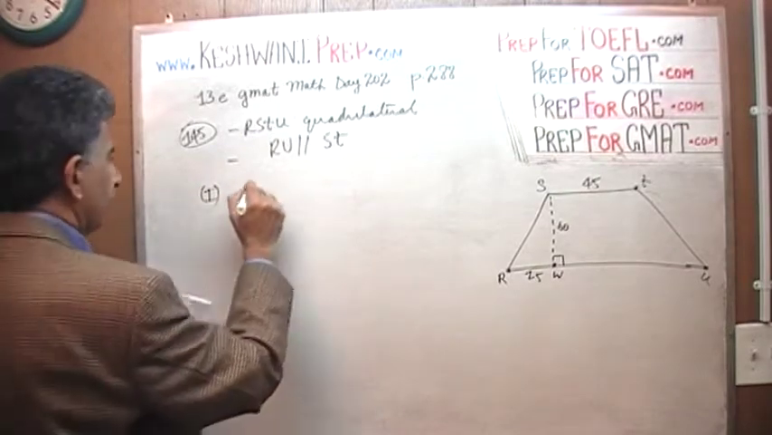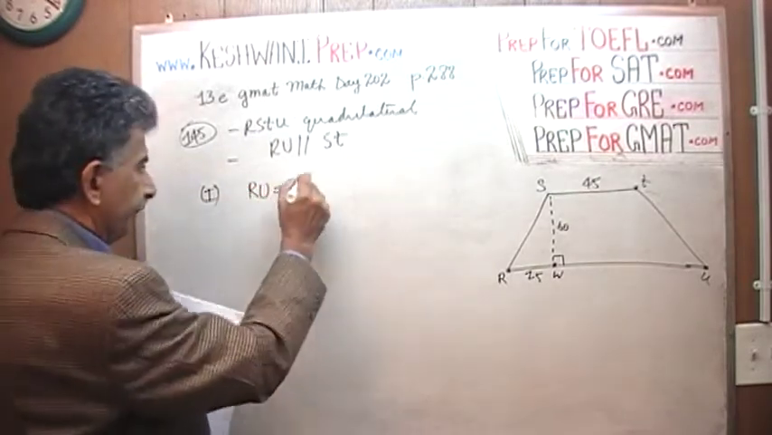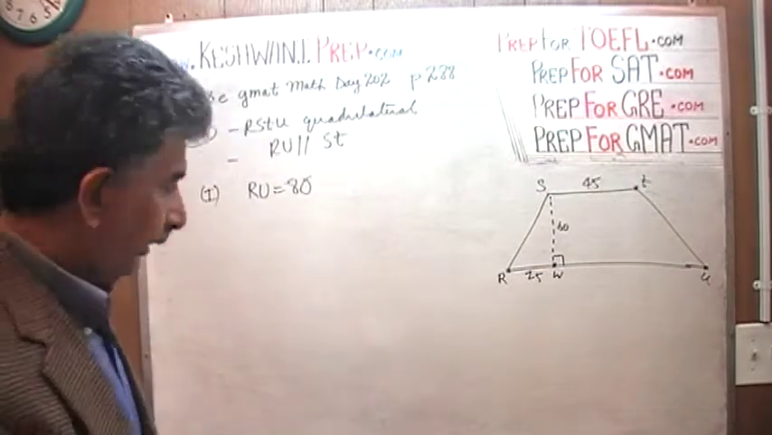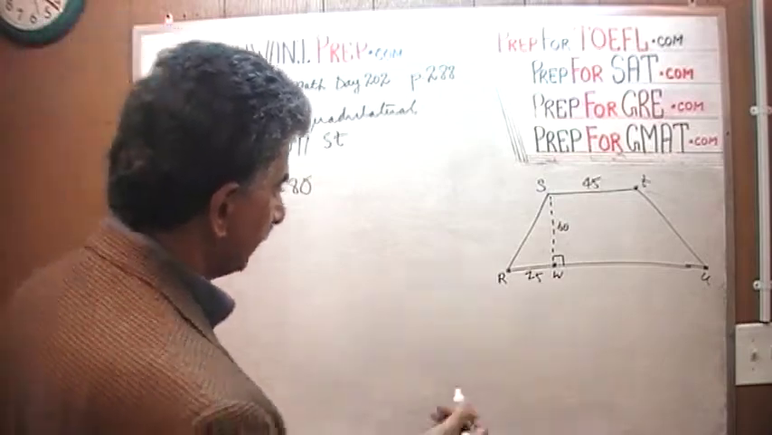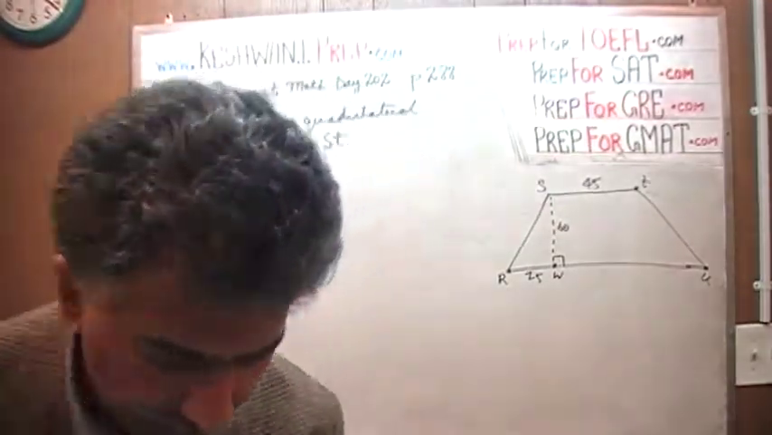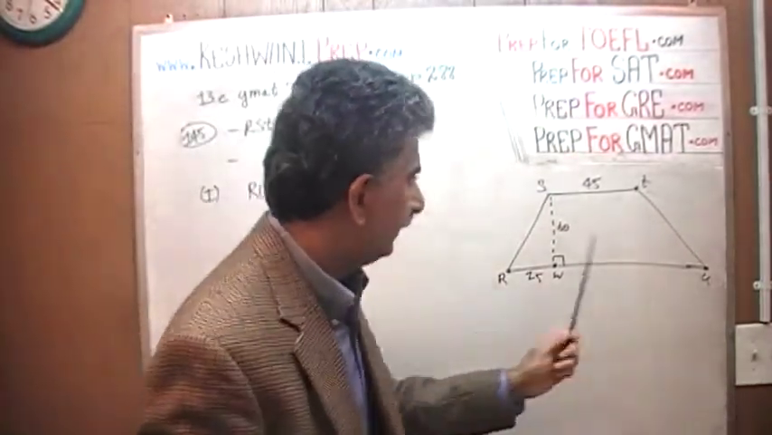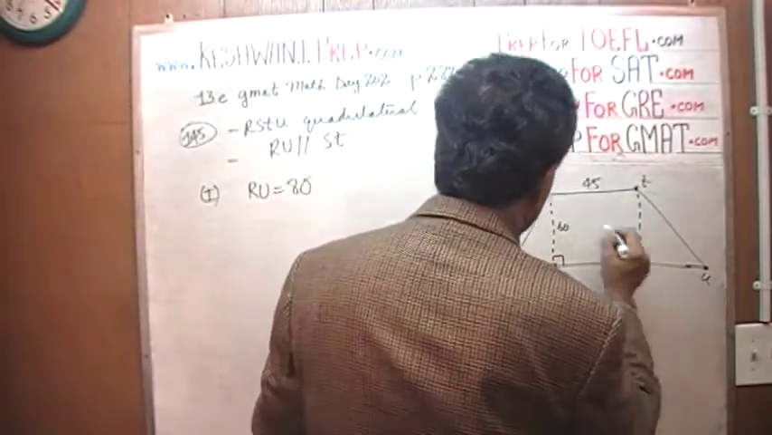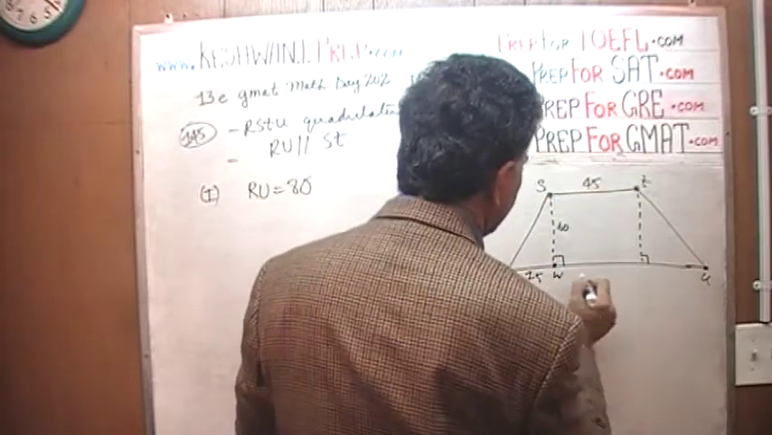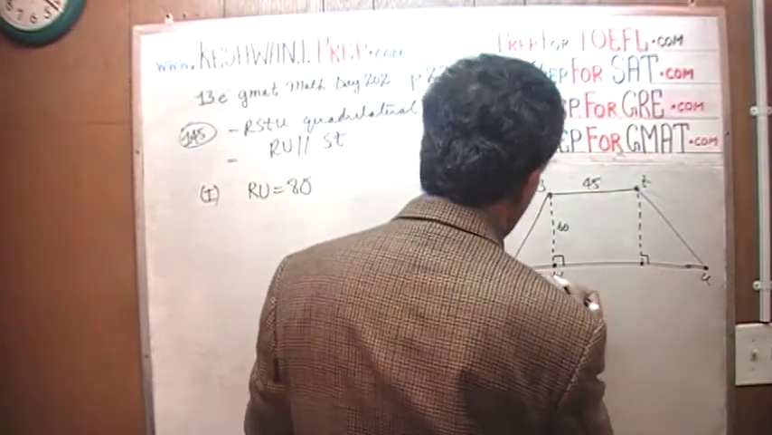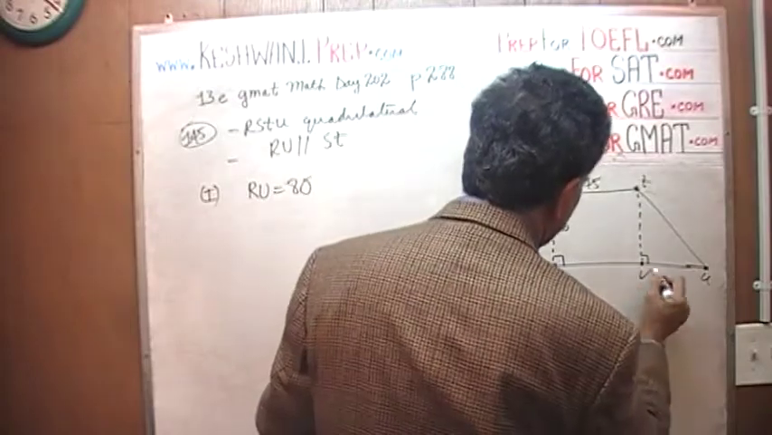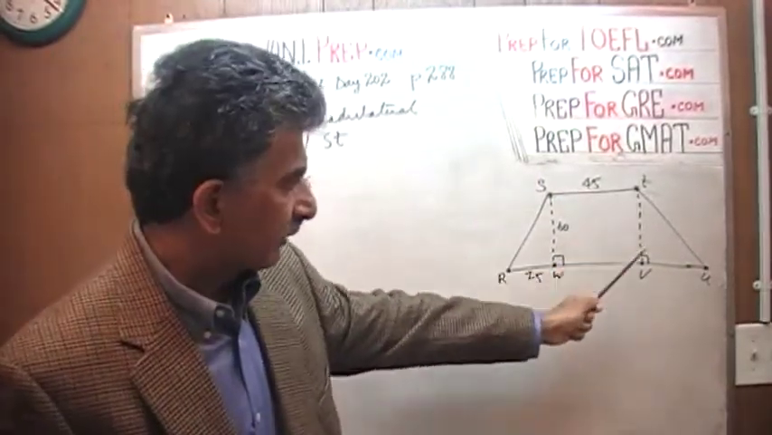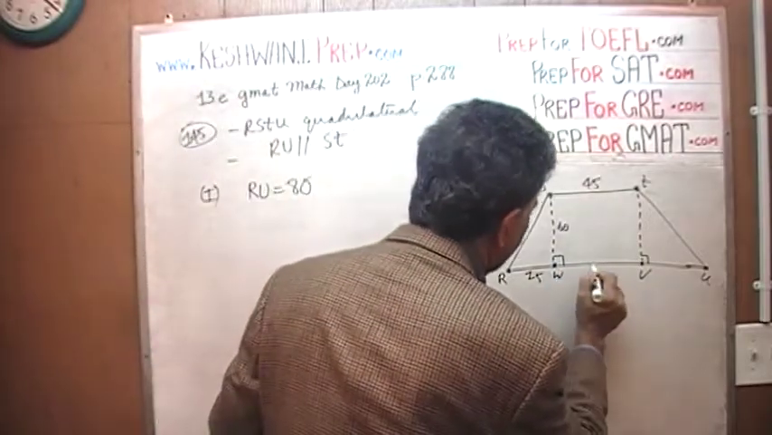In the first statement, they tell us that R to U is 80. Is that all they tell us? Yeah, that's all. If R to U is 80, okay, listen carefully. If you were to drop another perpendicular here, let's call it R, S, T, U, V, and W. If S to T is 45, and because we just dropped a perpendicular, W to V must also be 45.